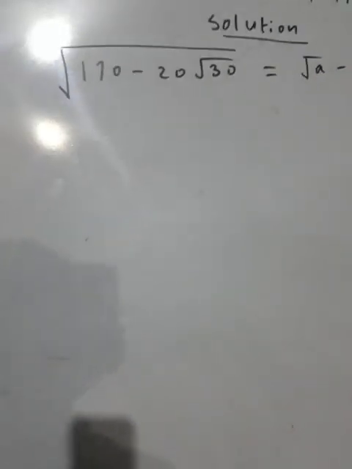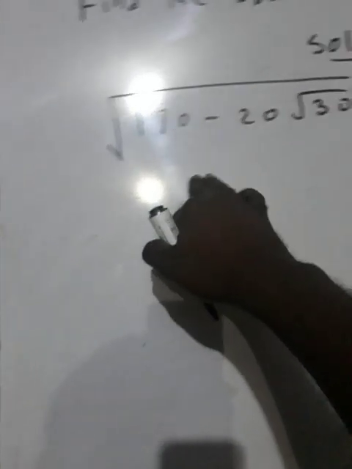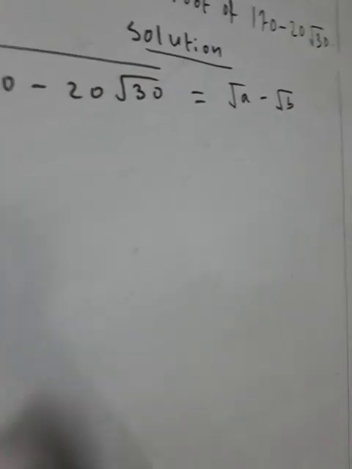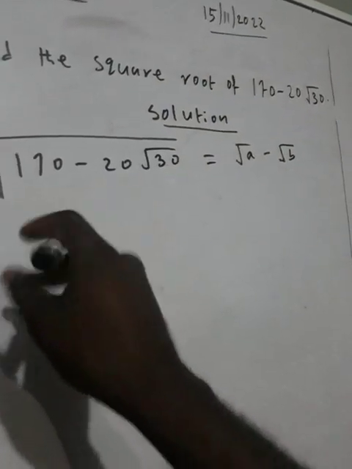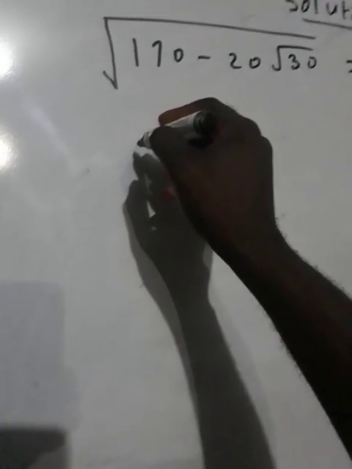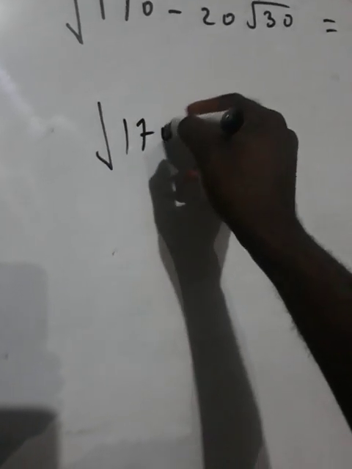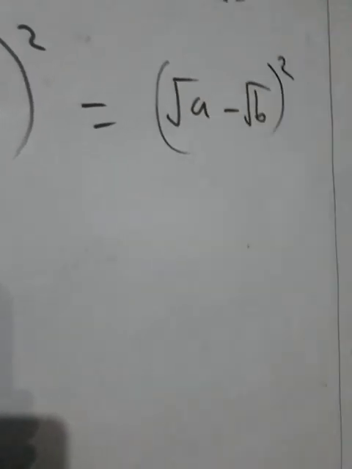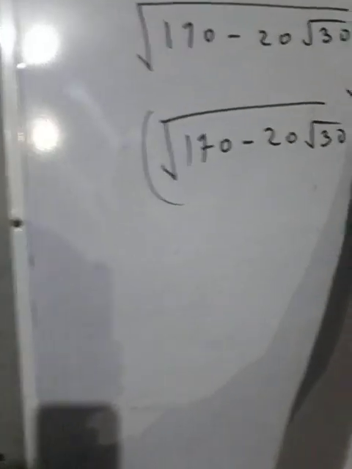Solving this, you square both sides to remove the radicals. You remember this is an irrational number, so this should also be irrational by the end of the solving. So find the square root, square both sides. By squaring both sides, I'll have that root 170 minus 20 root 30 squared will be equal to root a minus root b squared.